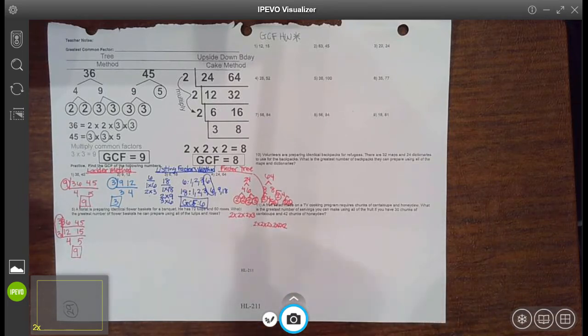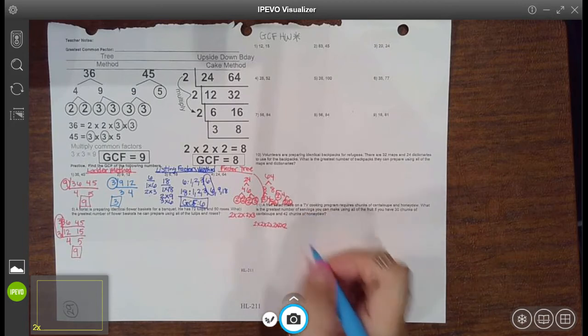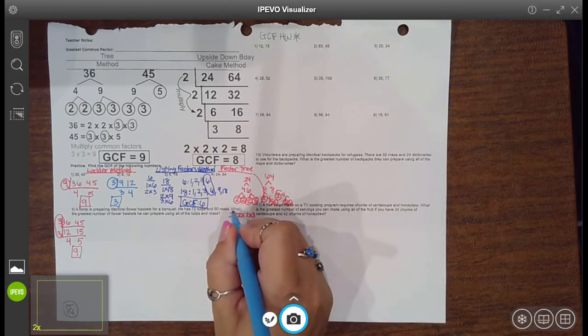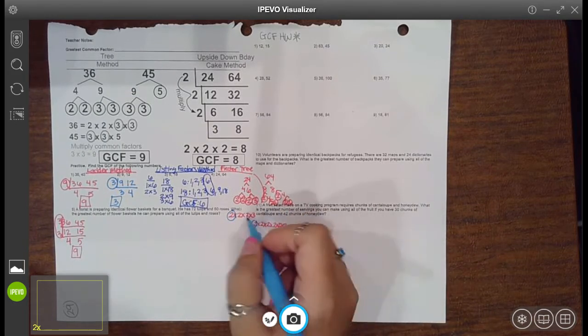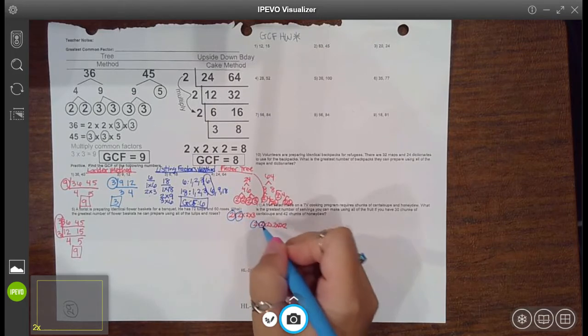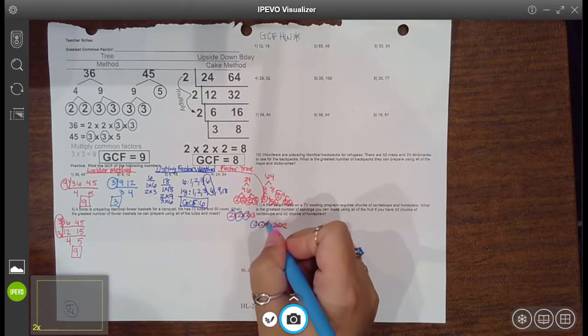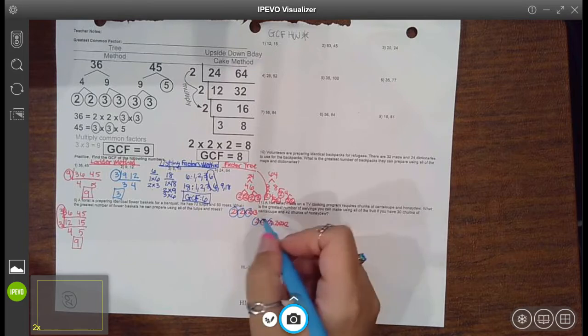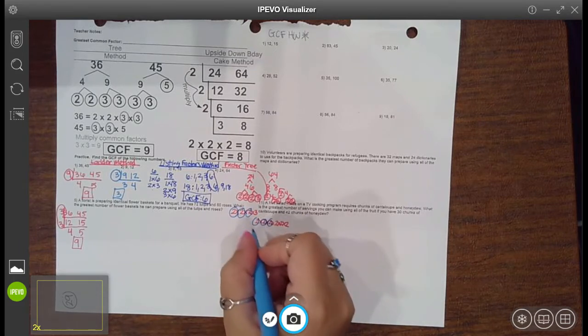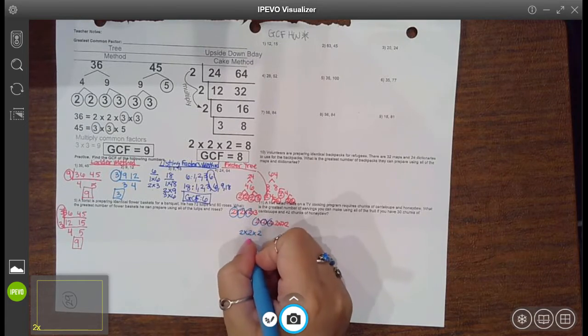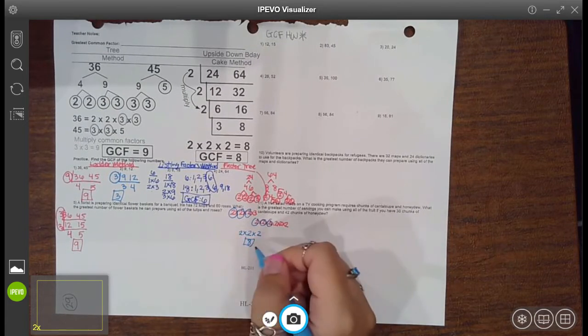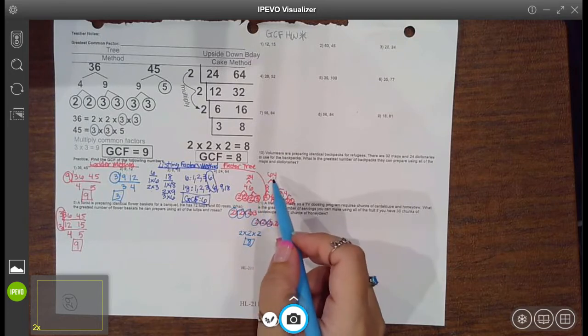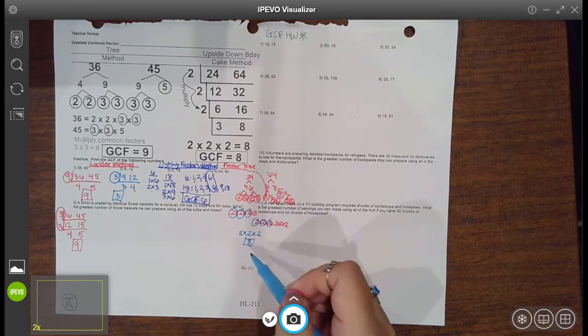Now to find the GCF, I want to find the ones they have in common and multiply them together. They both share 2, and they share another 2, and they share another 2, but there's no 3 in this list, so that's it. They share three 2s, so 2 times 2 times 2. 2 times 2 is 4. 4 times 2 is 8, which means the greatest number that can go into both 24 and 64 is 8.